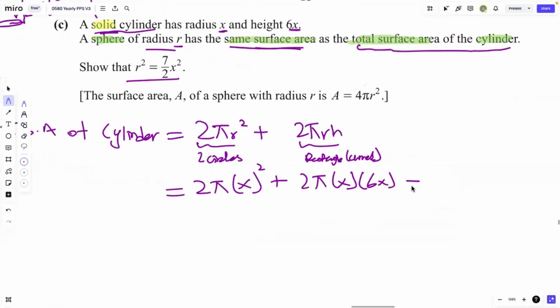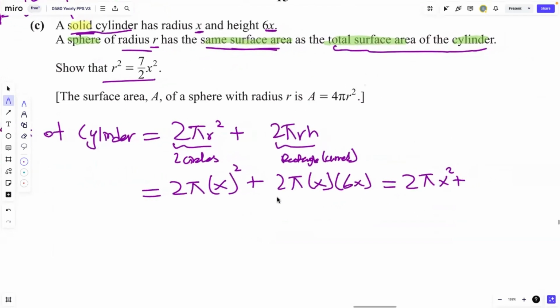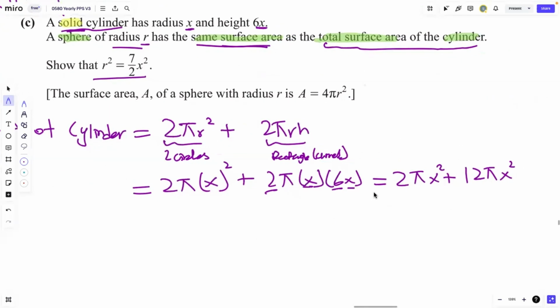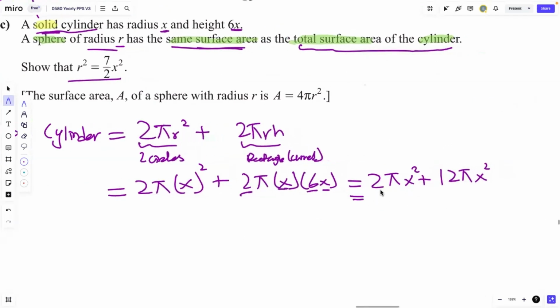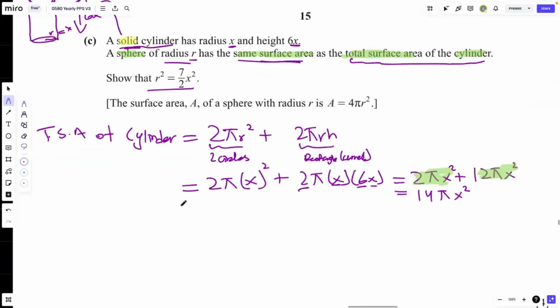So when we solve that up, we are getting 2 pi x square plus 12 pi x square. 2 into 6 is 12. Pi comes as it is, and x into x is x square. And now I can add them up as well because they are of the same quantity, same subject family, you could say. Like x square can be added up. Pi is just a value there, 2 pi and 12 pi, so that's just 14 pi x square. That's your total surface area of the cylinder.